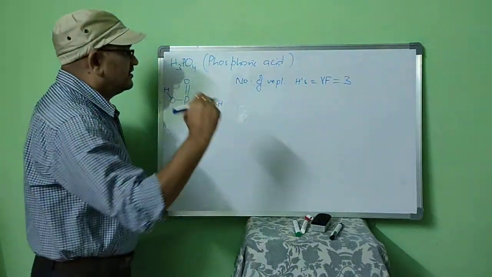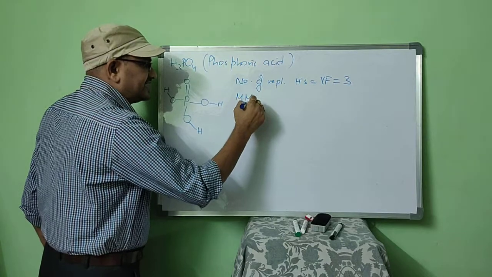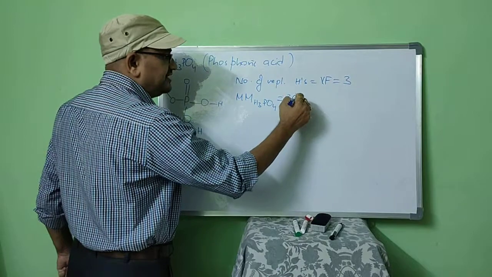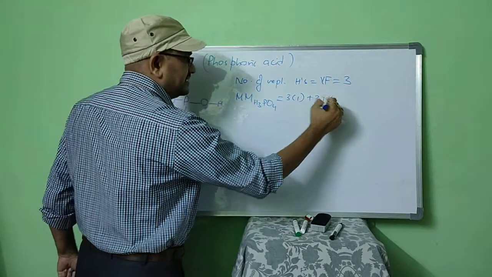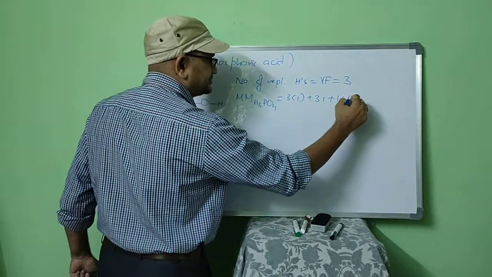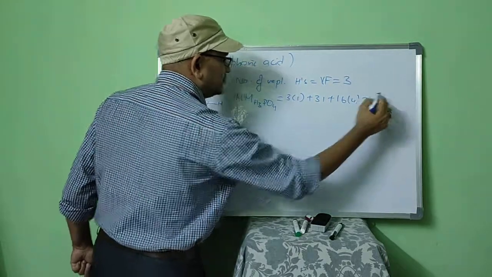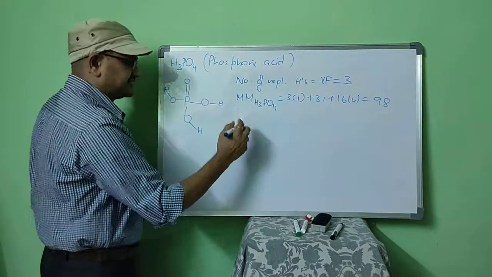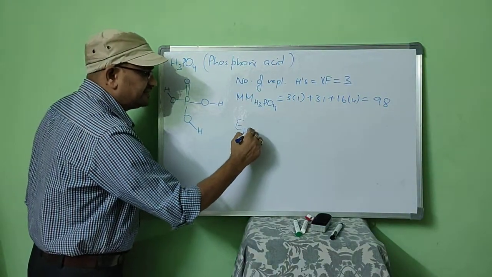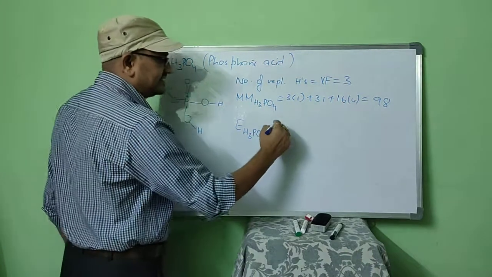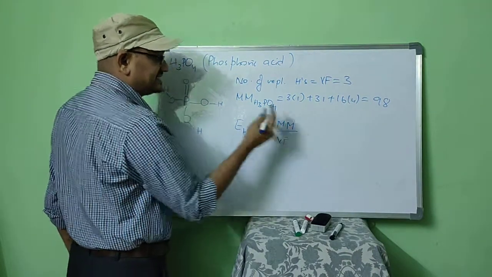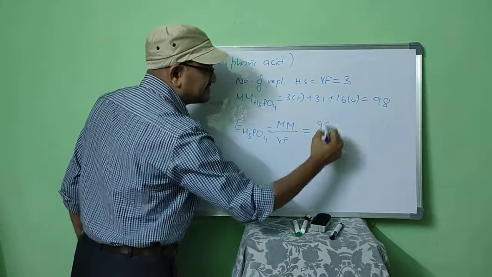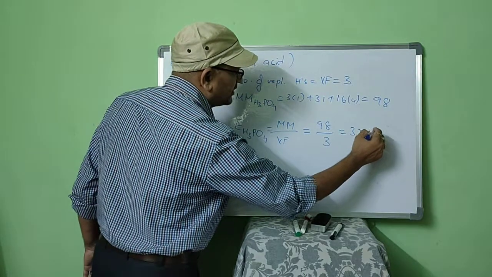And when it comes to molar mass of phosphoric acid, H3PO4, each hydrogen is 1, 3 into 1, plus phosphorus is 31, plus each oxygen is 16, 16 into 4. So if you sum them up, you will get 98. We got the value of molar mass, we got valency factor. So equivalent mass of H3PO4 can be calculated as molar mass by valency factor, meaning number of replaceable hydrogens. Molar mass is 98 by replaceable hydrogens, 3, is 32.6.